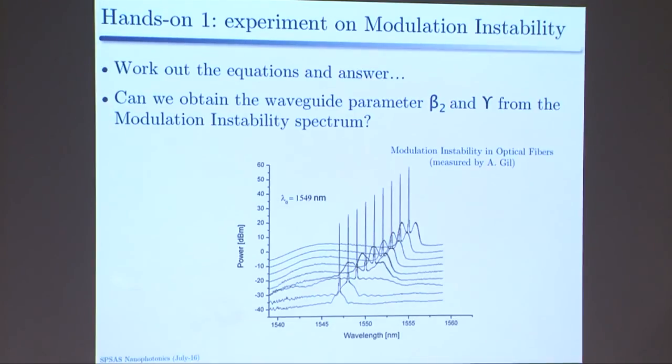And then another question here is, okay, if I get the spectrum, can I now use this method to measure what the dispersion is and what the nonlinear coefficient is? Okay, you can. And the third question here is, get the expressions for the gain and work them out, see how you would measure beta 2 and how you would measure gamma. And get ready for the hands-on experiments.